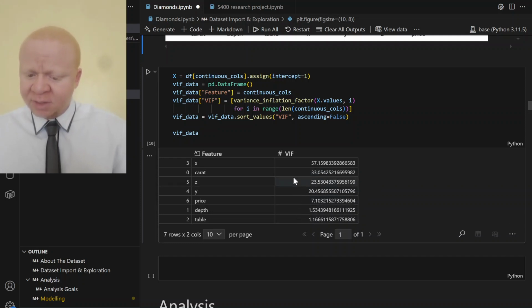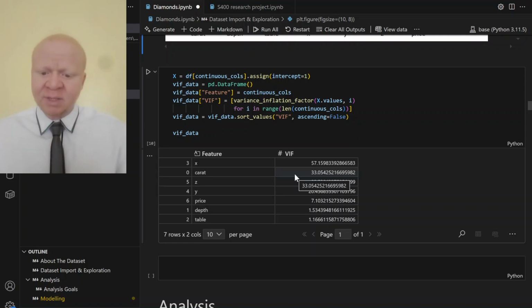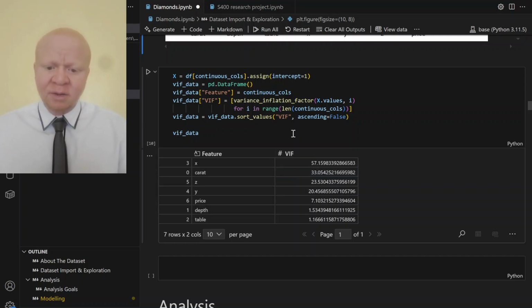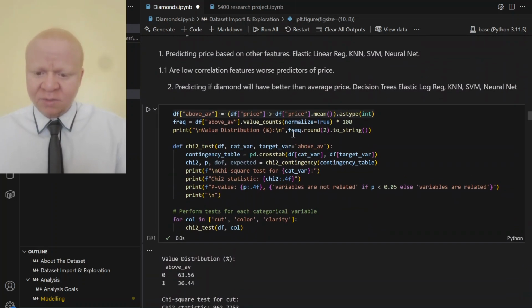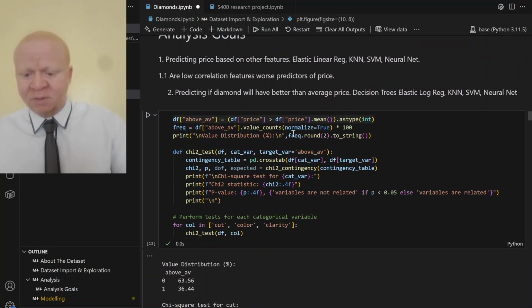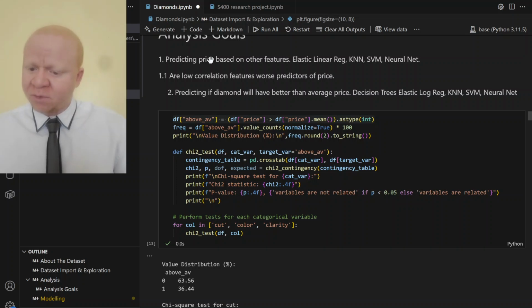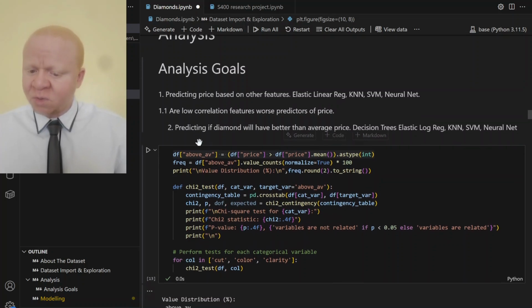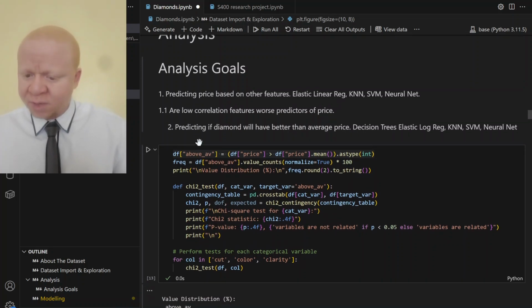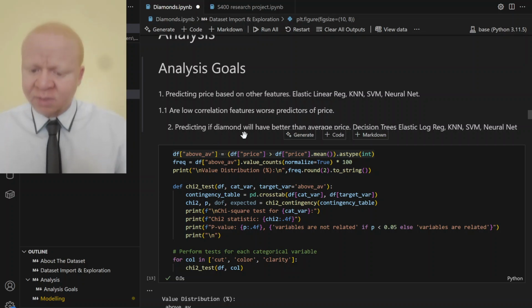Given this, I concluded that it's best I do a regularized regression as opposed to simple ordinary least squares regression. And so from here on, I can start developing my goals. I want to create a model that predicts price based on the other features using elastic net linear regression, as well as testing out k-nearest neighbors, support vector machines, and a neural network. And I asked myself the question, are these low correlation features worse predictors for price?